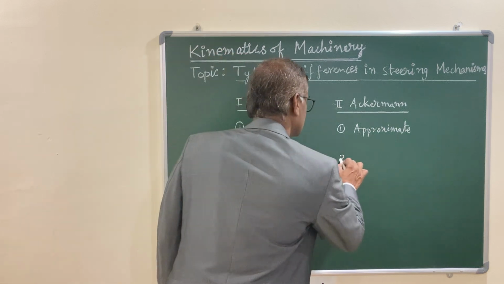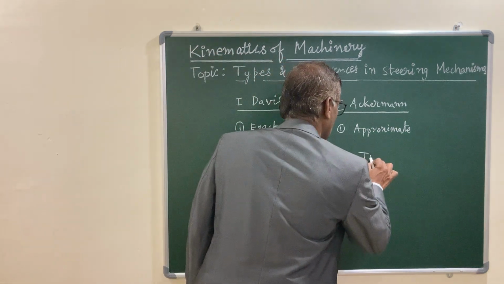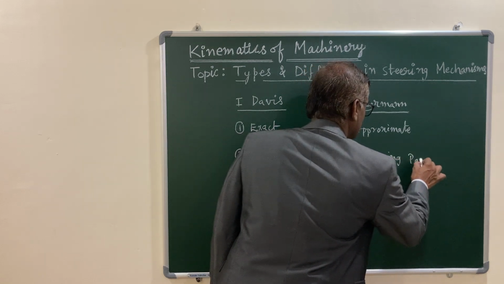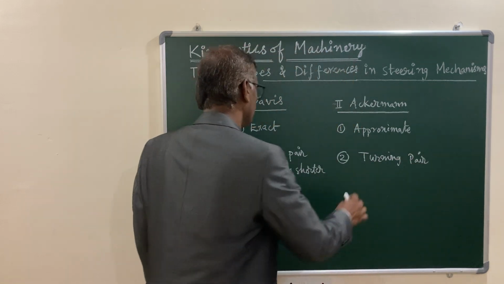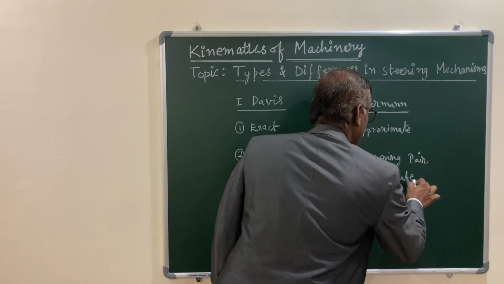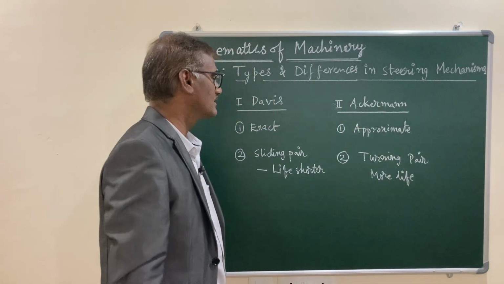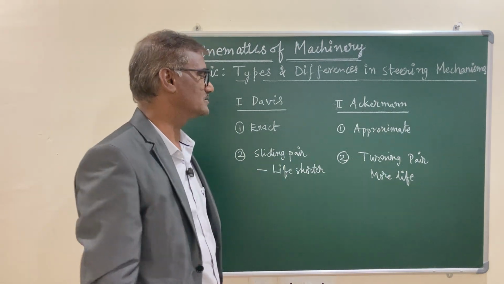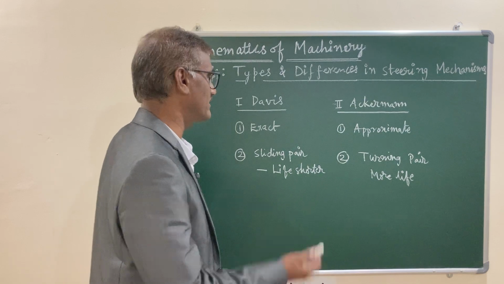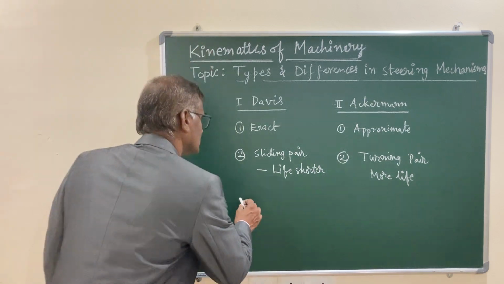Whereas the other one involves turning pairs only. All are turning pairs. As you know, a turning pair will have more life. Almost, you will not experience any problem during the lifetime of your vehicle. So, that is the second point.